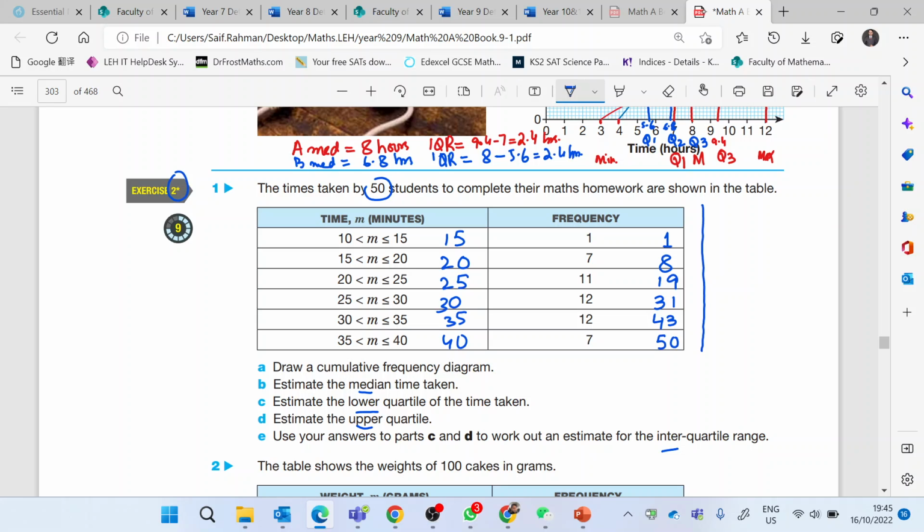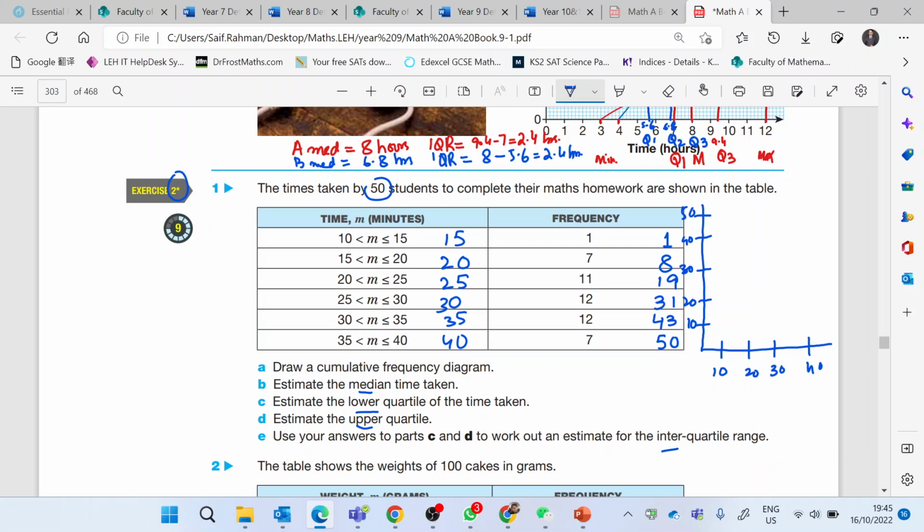Just remember, whenever you draw a cumulative frequency graph, the frequency is always on the vertical, on the y-axis. So 1, 2, 3, 4, 5. We can just draw this as 10, 20, 30, 40, 50. We give this a scale for cumulative frequency, up to 50. So 1, 2, 3, 4, and here we give a scale of 10, 20, 30, and 40, right?